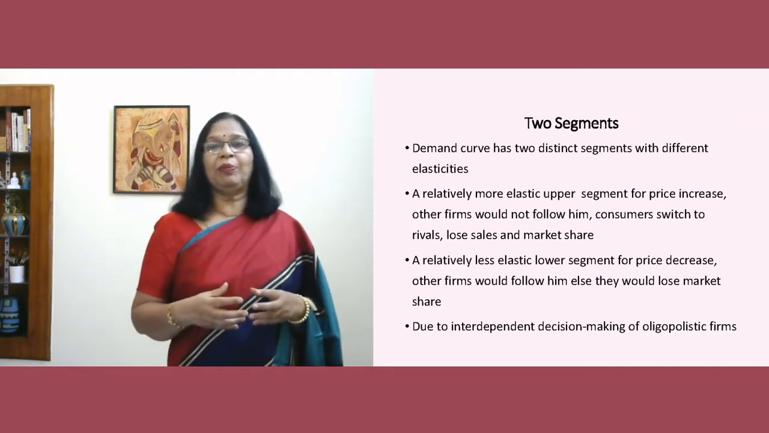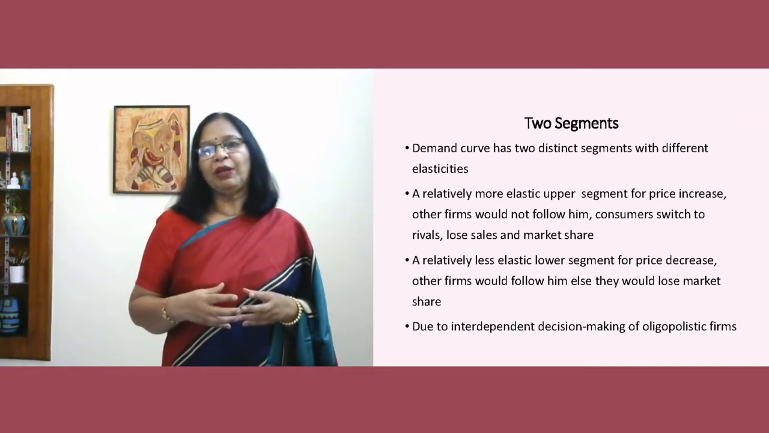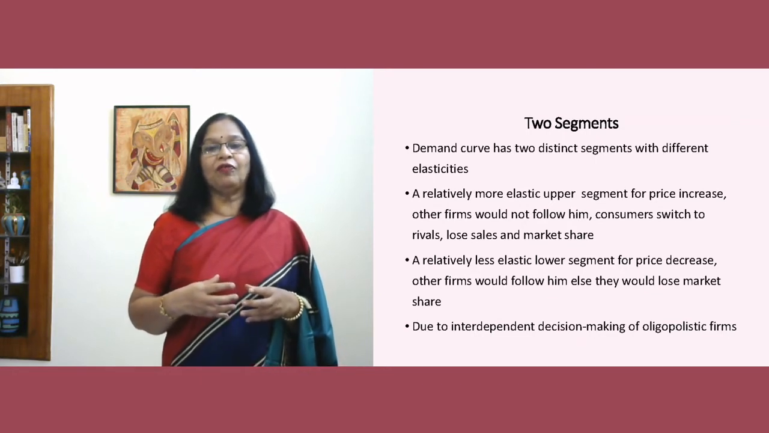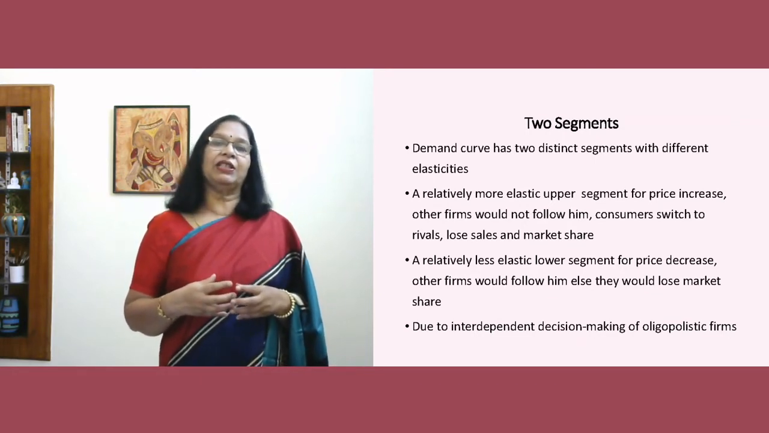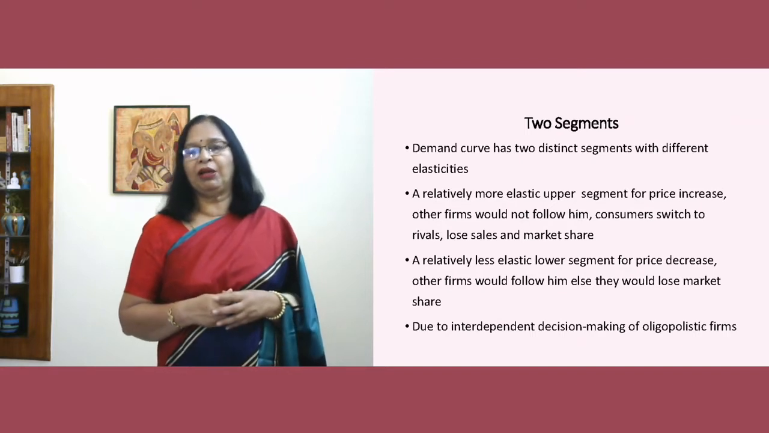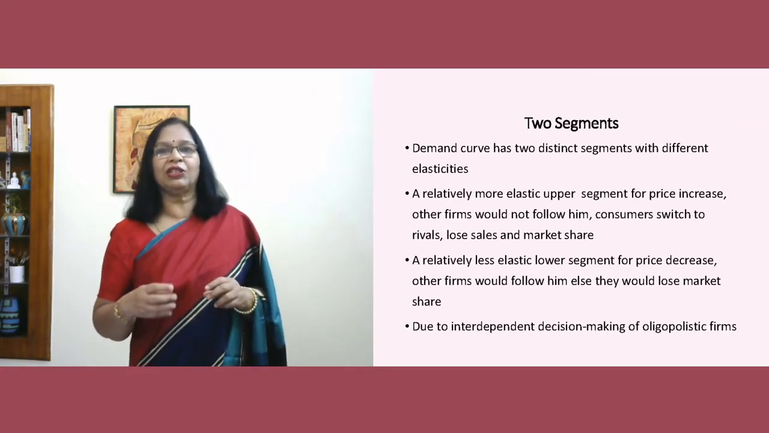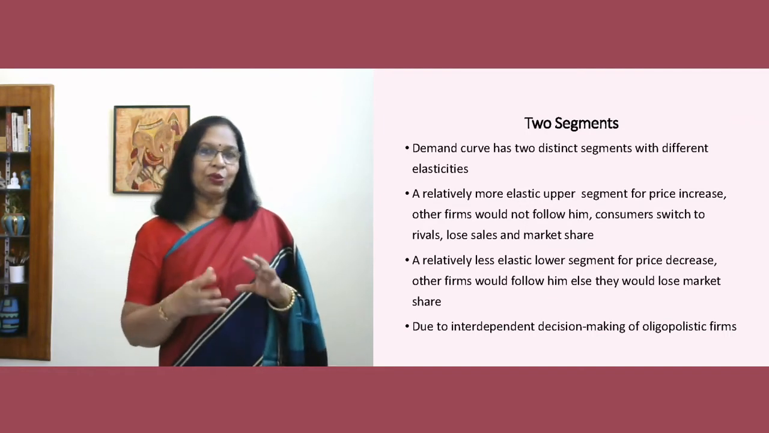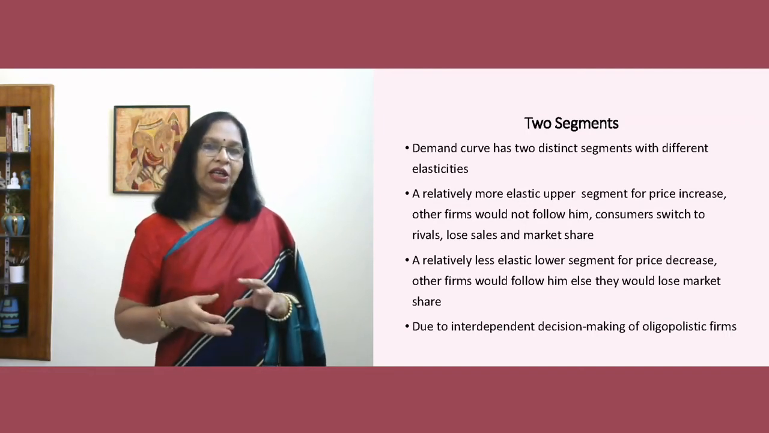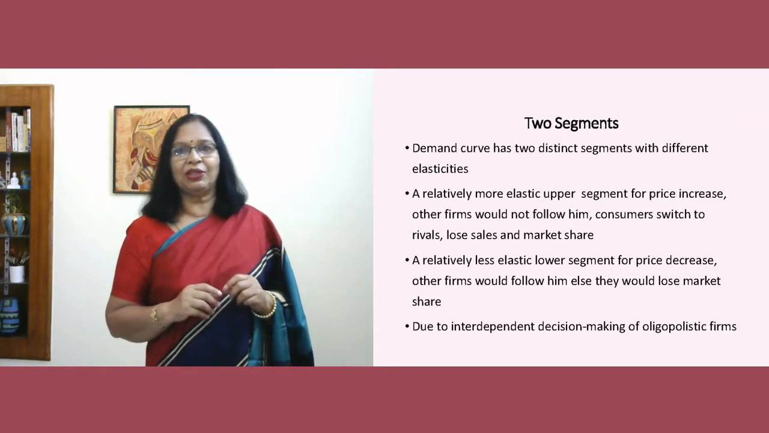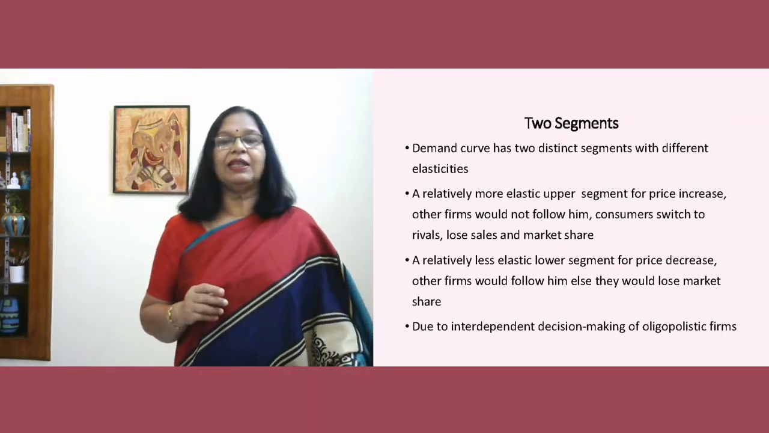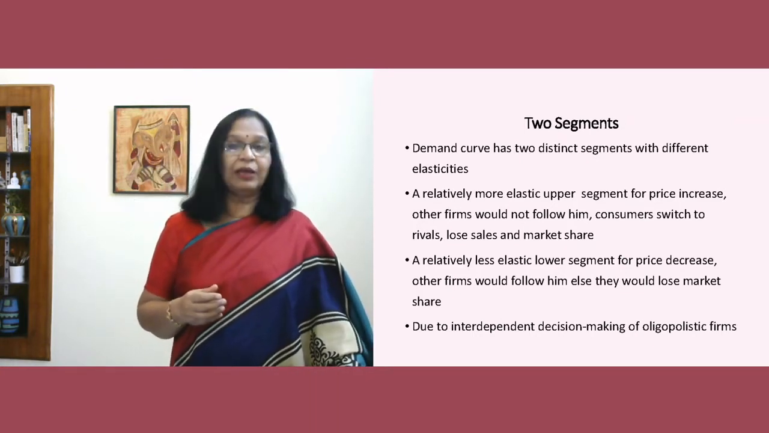Why does this kind of behavior emerge? This kind of behavior emerges because of the interdependent nature of decision making among firms. One firm's decision is based on the decision of the other firm. That is why this kind of dynamic, complex situation emerges. Let us see this with the help of a diagram.